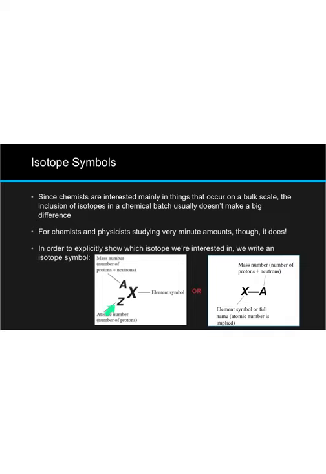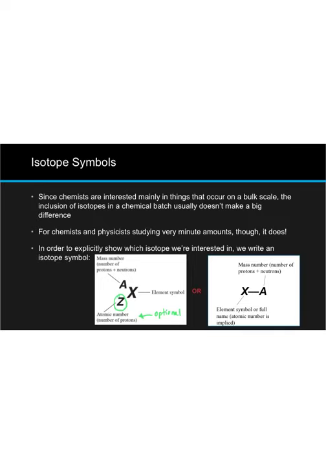Optionally, as a subscript on the left-hand side, we can include the atomic number. This is optional because the atomic number is always implied by the identity of the element itself. We can always just go look up element hydrogen on the periodic table, for instance, and see that it's atomic number 1. So we don't always have to include this quantity, a subscript, to identify the atomic number or number of protons that an element contains.